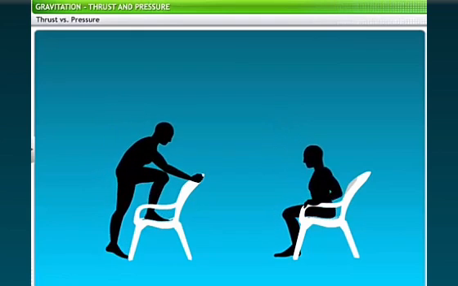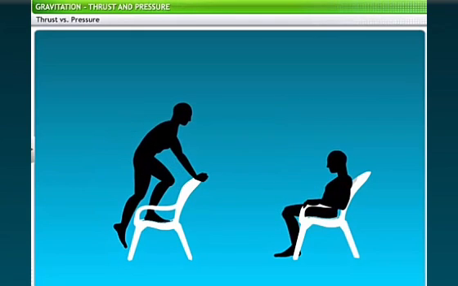In both the cases, the weight of the man, that is the downward force acting on the chair, is the same. However, the area on which it is acting has changed, leading to change in pressure exerted on the seat of the chair.